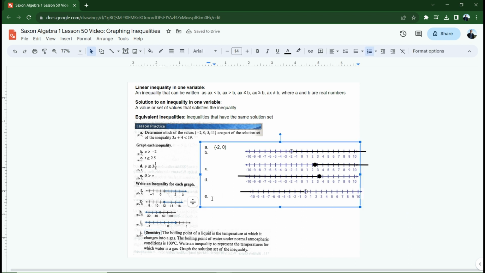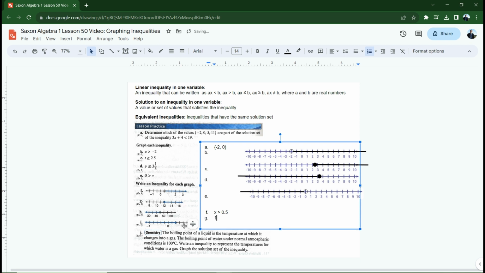All right, now let's do the next one. We're going to go down to letter F. Write an inequality for the graph. This one, let's see, 0, 1. It's halfway between 0 and 1. So it's going to be x is greater than 0.5 or 1/2, right? Greater than 1/2. And it's not going to be greater than or equal to because the circle's not filled in.